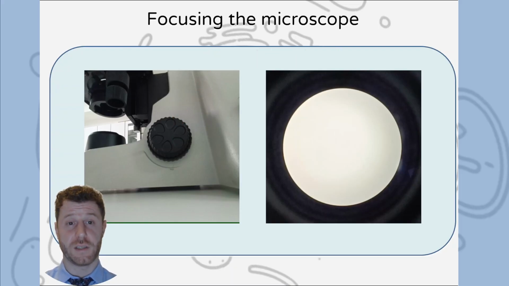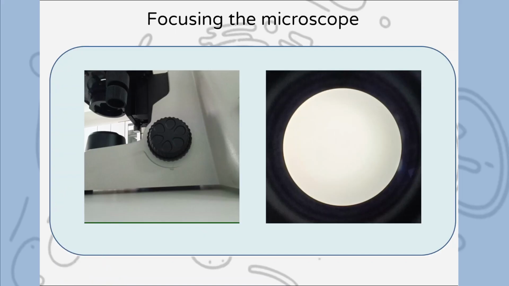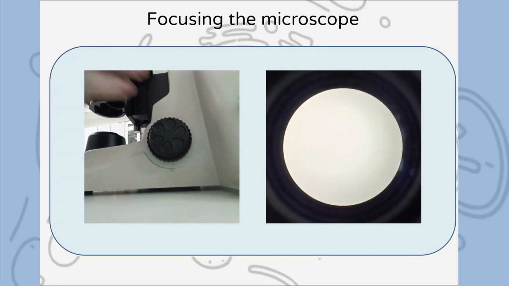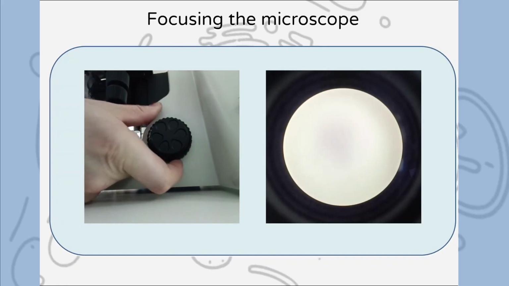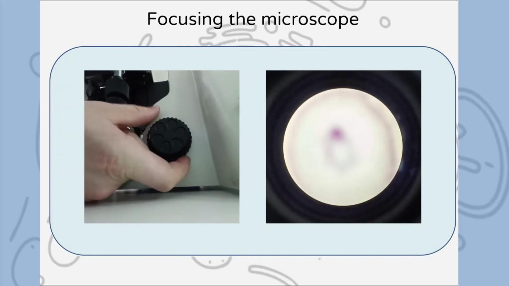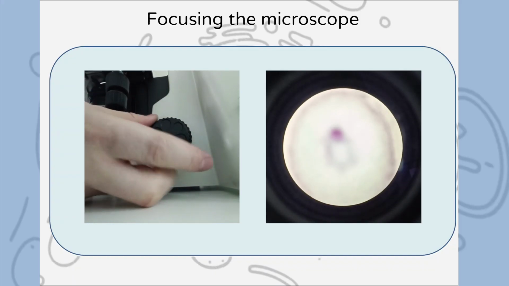As you can see in the first video, or you're about to see, I'm turning that, and on the right hand side you can see what you would be able to see in the eyepiece as you're turning the focusing wheel and bringing the frame or the specimen closer to the objective lens where it will be magnified. You will notice in this video I swap between using the coarse focus, which is a big wheel there, and using the fine focus at the end to make sure I'm exactly the right place.